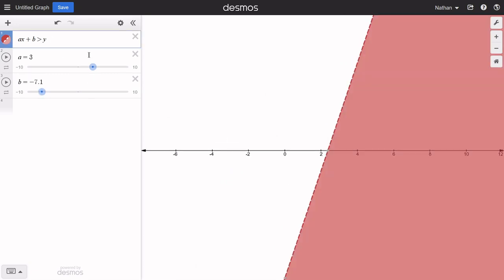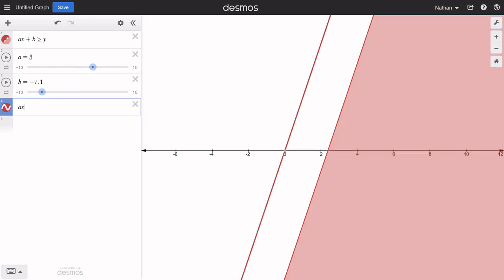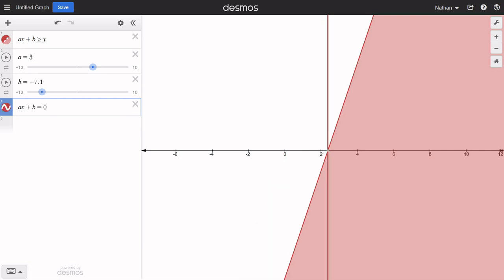Of course, if you go from greater than to greater than or equal to, then all that happens is that this dashed line becomes solid, and now this point is included in the space. So in this case, the solution here would be ax plus b equals 0. In this case, it would actually be, I should just type the numbers in, 3x minus 7.1 equals 0. I add the 7.1 and divide by 3. I get x equal to 7.1 divided by 3. And that's that point right there. And x is all the values greater than, since that's the side that's shaded in.